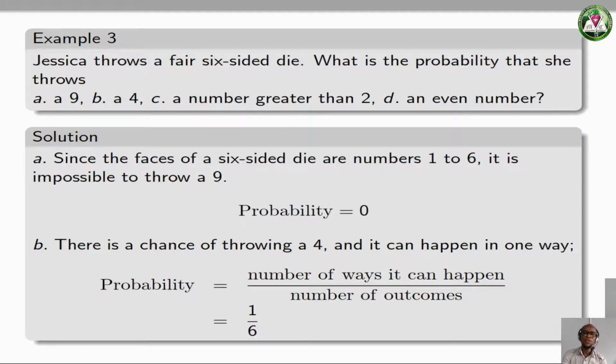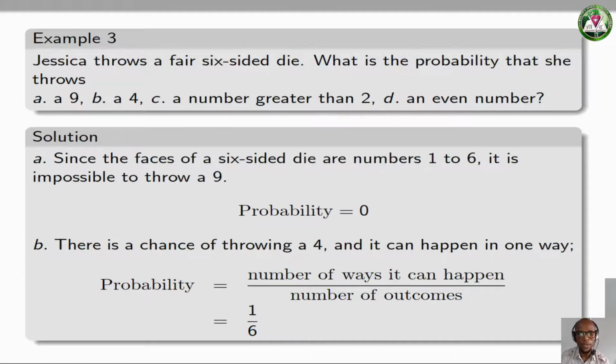So if she wants to throw a 9, how do we explain this? That means there's no possibility of doing that, because there's no 9 on that die. Since the faces of a 6-sided die are numbered 1 to 6, it is impossible to throw a 9. So we simply say the probability is 0, because there's no 9 on a 6-sided die.